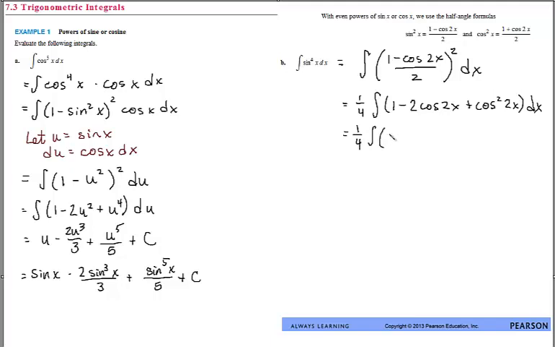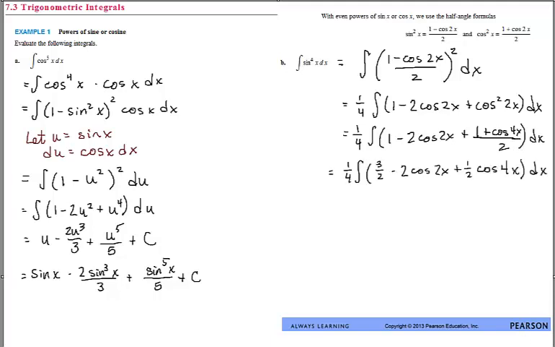And with that I'll get 1 minus 2 cosine 2x plus, and this time my x is a 2x, so that'll be a 4x inside of there. So that'll be the quantity 1 plus cosine 4x, over 2, dx. I'm going to simplify and collect a little bit here. At this point we can integrate using our regular techniques. I'm just going to write this as 1/4, and this will just be 3/2 x.